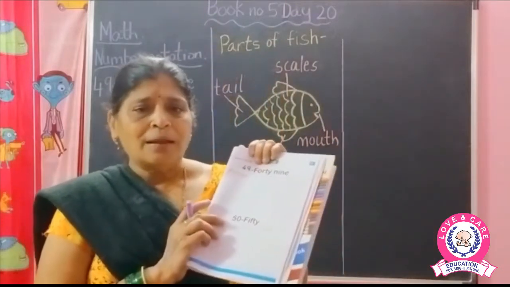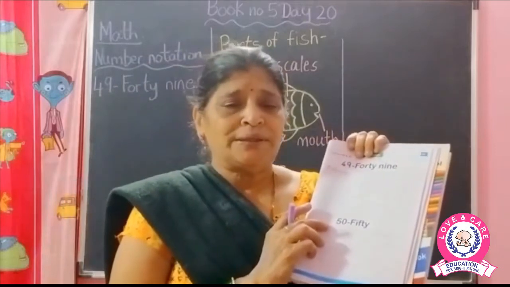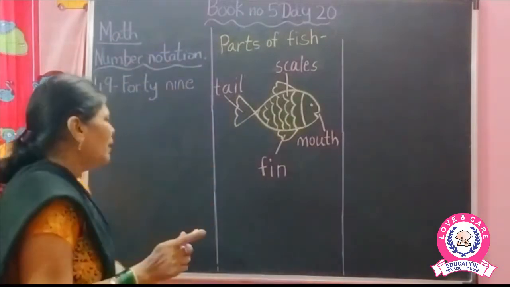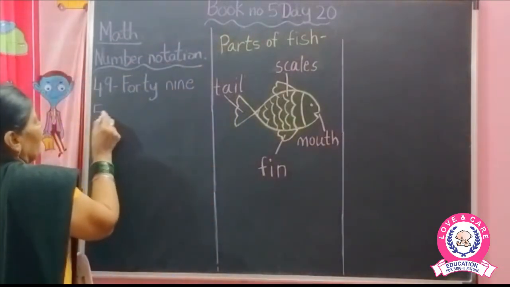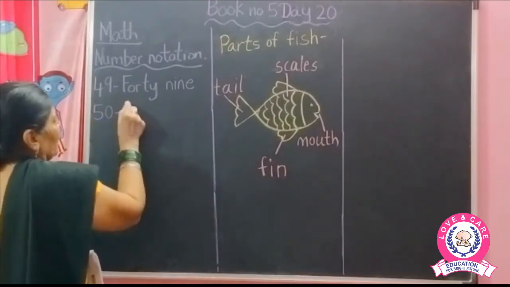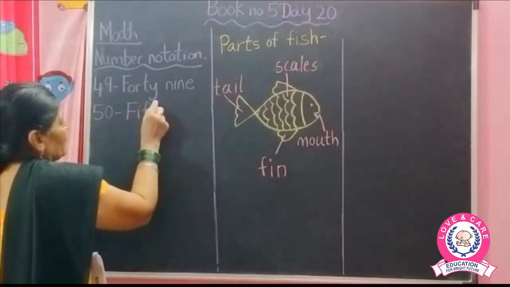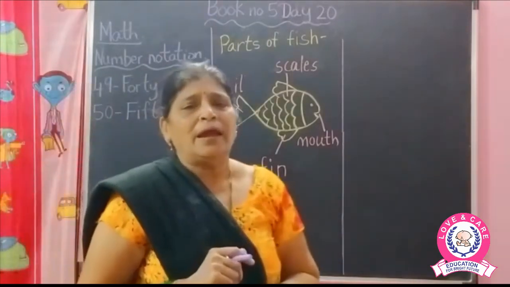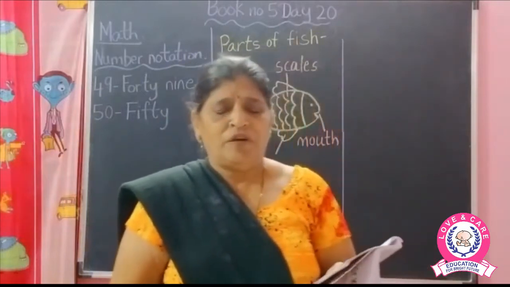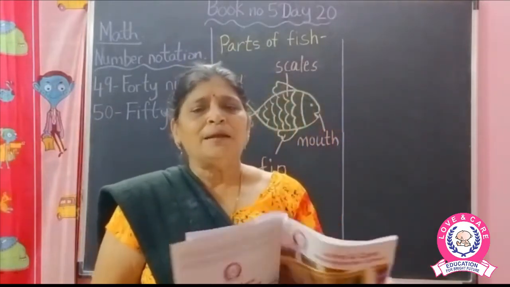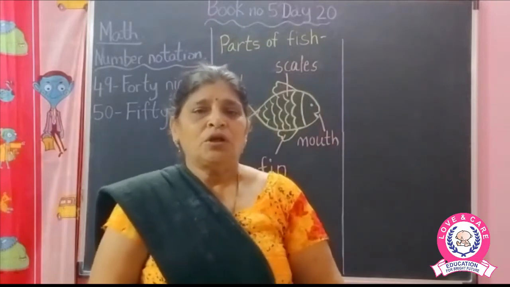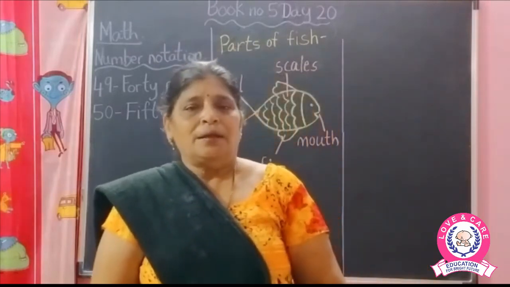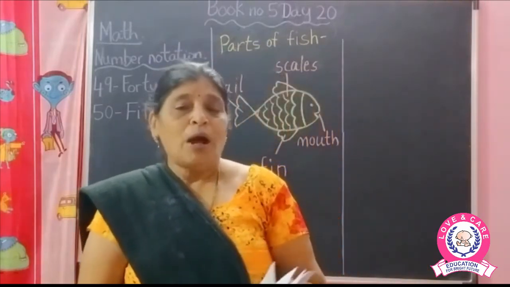And here the other number notation is there. Which number is this? 50. Which number? 50. 50 dash F-I-F-T-Y. So we have completed number notations till 50. So you have to learn the spellings of number notations properly. Okay, children? And you have to complete it.